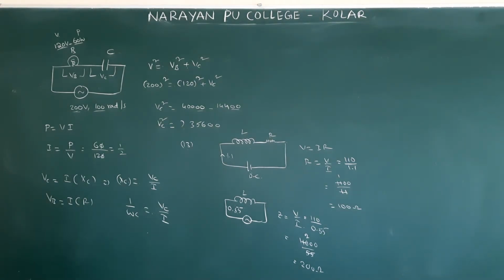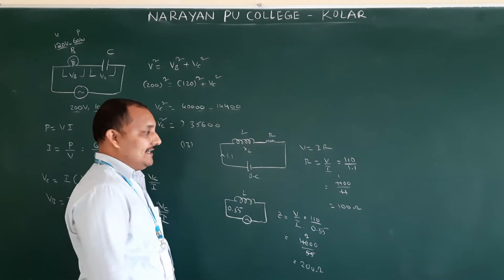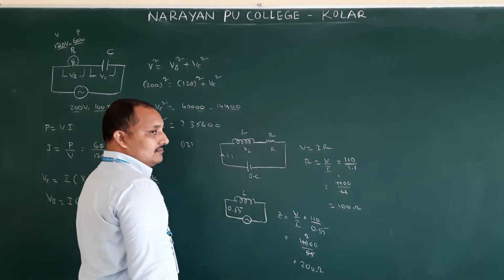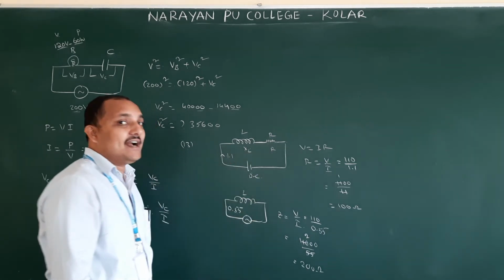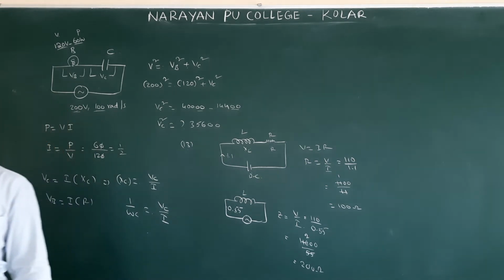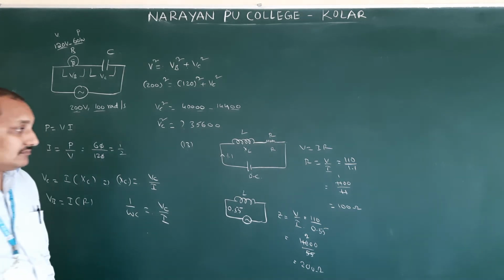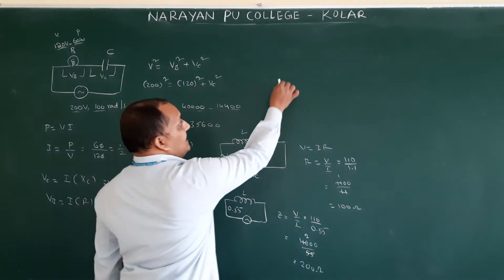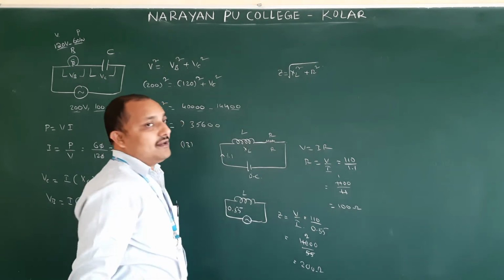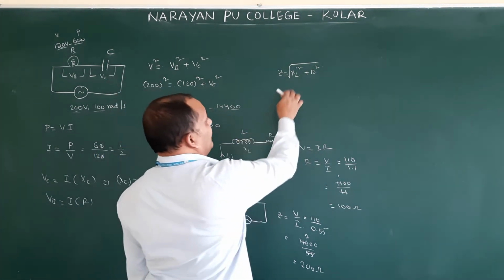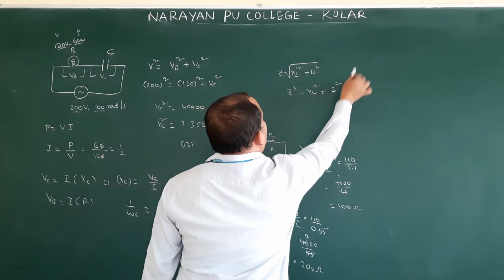Now we have to find the reactance also. Reactance is nothing but XL, and this is R. XL is nothing but omega L. But they did not give the omega and L values. We came to know the impedance. What is the formula? Z is equal to under root of XL square plus R square. For an LR circuit we have this. Then Z square equals XL square plus R square.